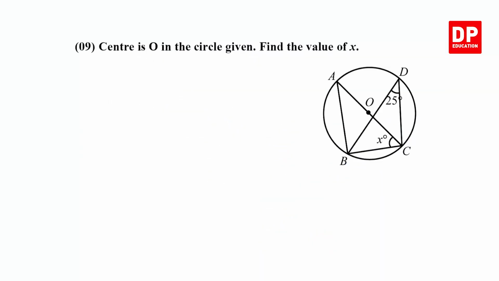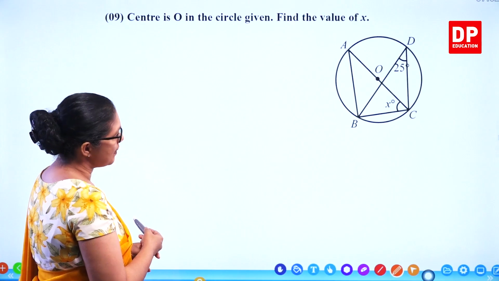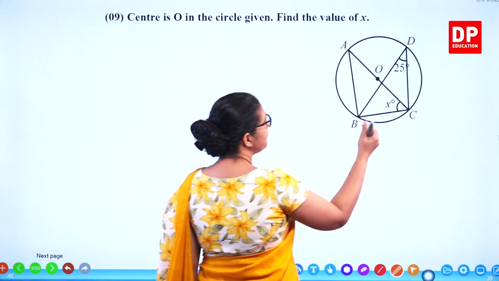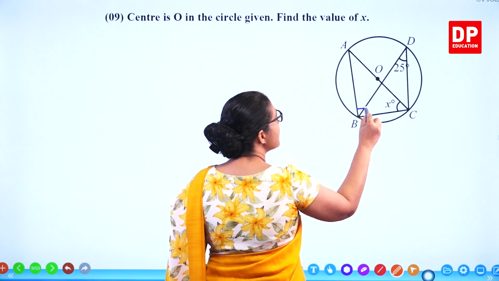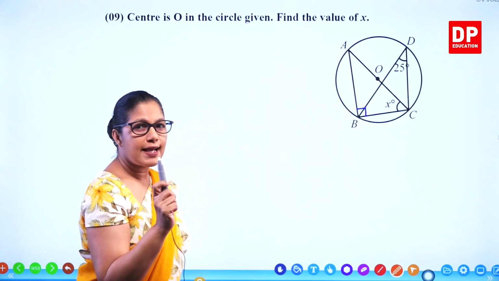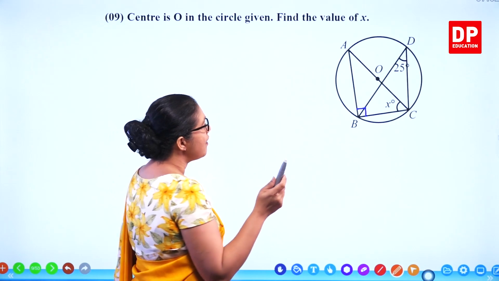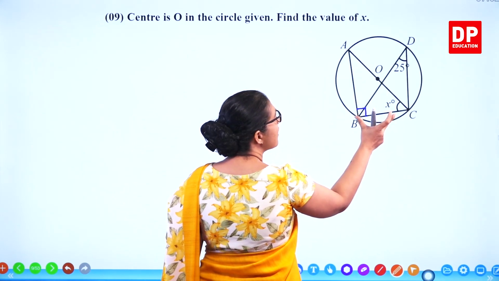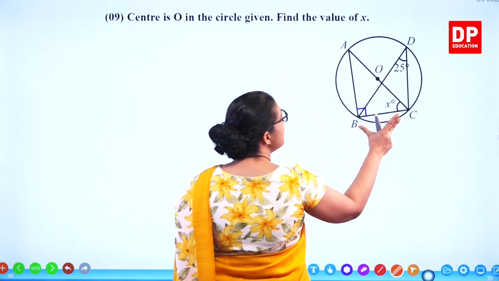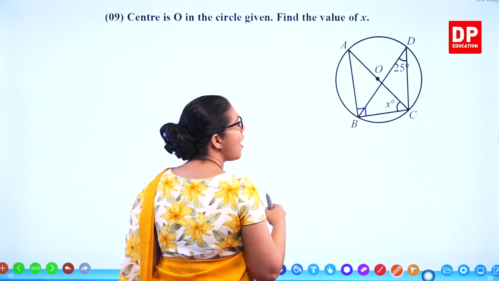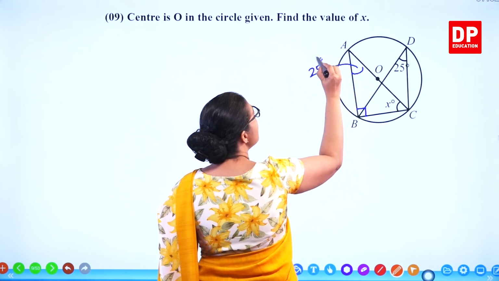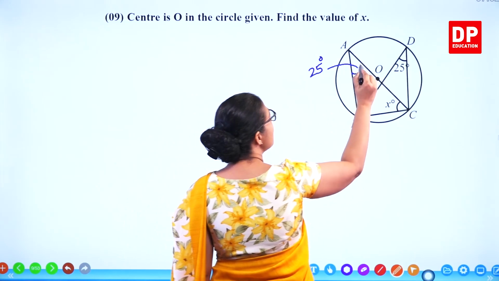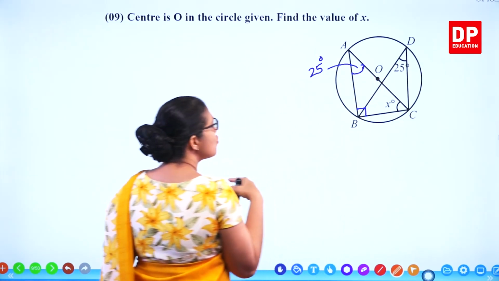Question number 9. Center is O in the circle given. Find the value of x. Look carefully. This is the diameter then. O is the center. So this angle is 90 degrees. Semicircle angles are 90 degrees. And also, now look at the BC arc. This angle and this angle are both equal because angles in the same segment are equal. So that becomes 25.